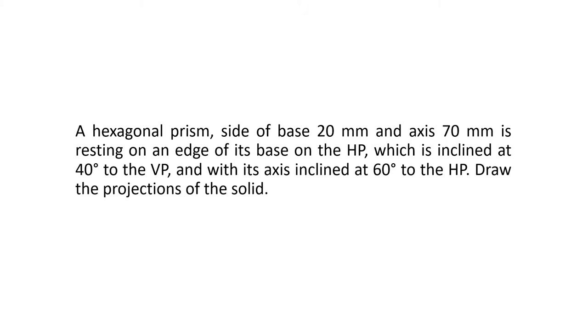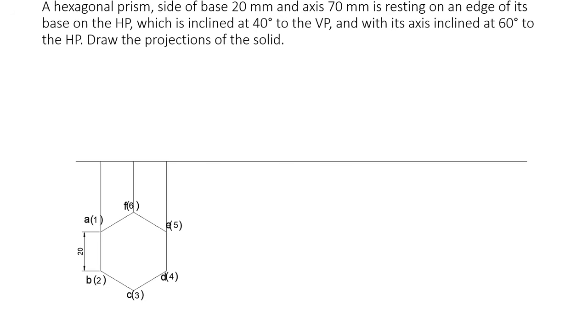So here is the object, a hexagonal prism with base edge 20 mm and height 70 mm. First you draw the reference line, and the first thing is that the object is resting on its base on HP. Always be careful when you start this diagram to consider how the object is resting. Here it is resting on HP on its base, so the base should come on the right side, perpendicular.